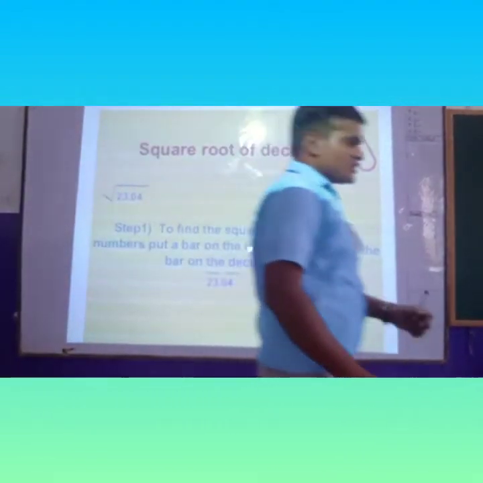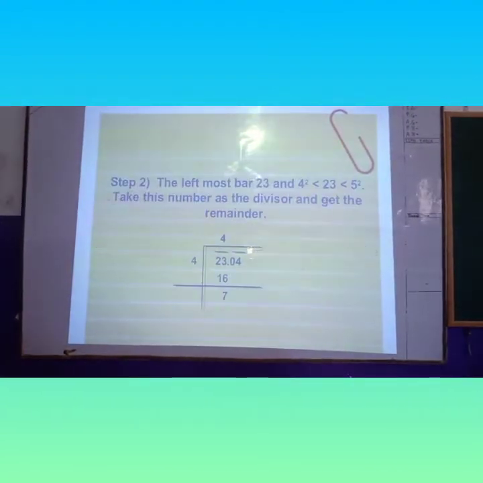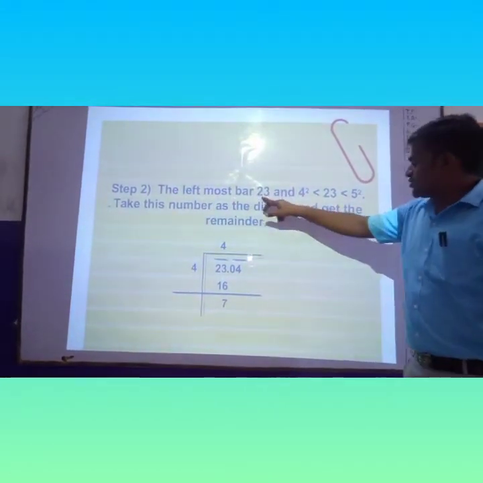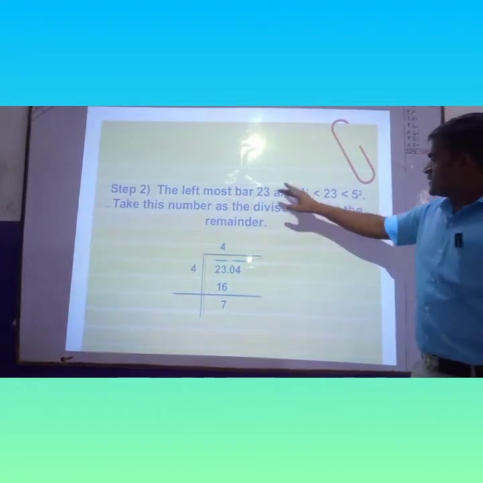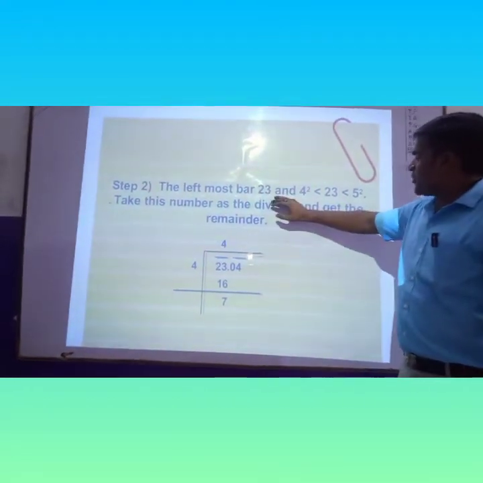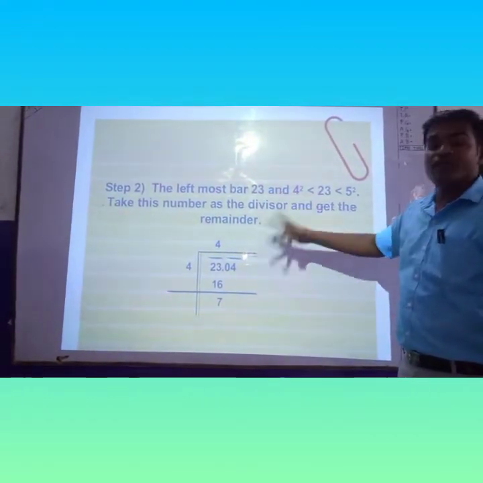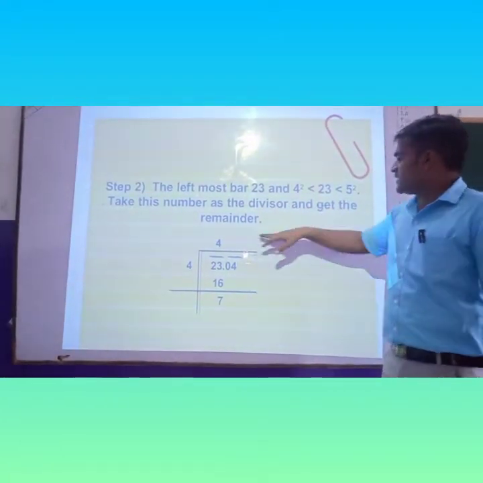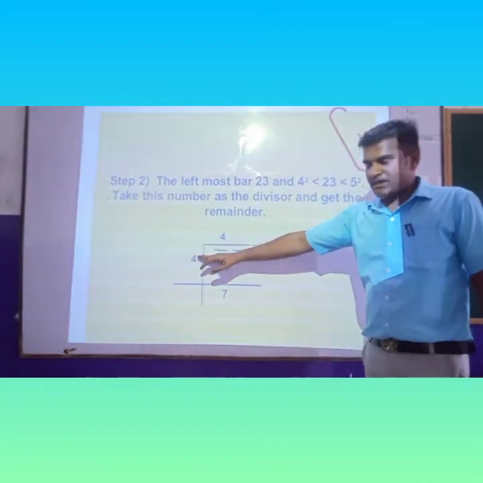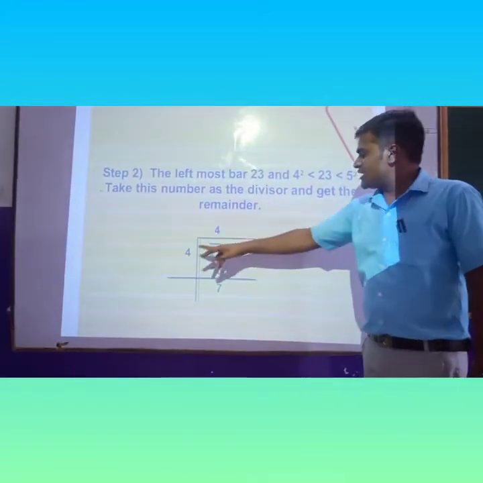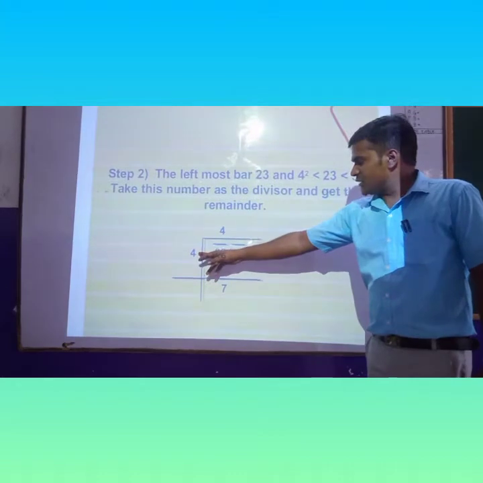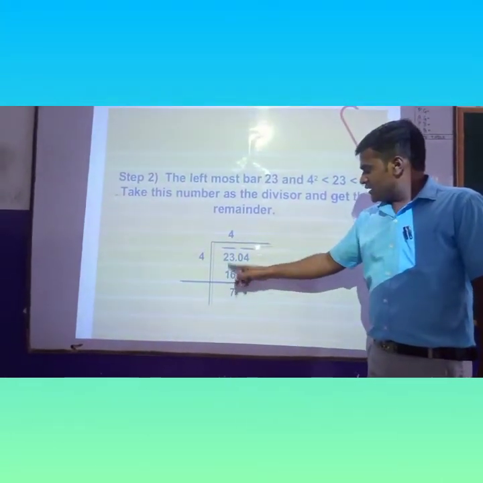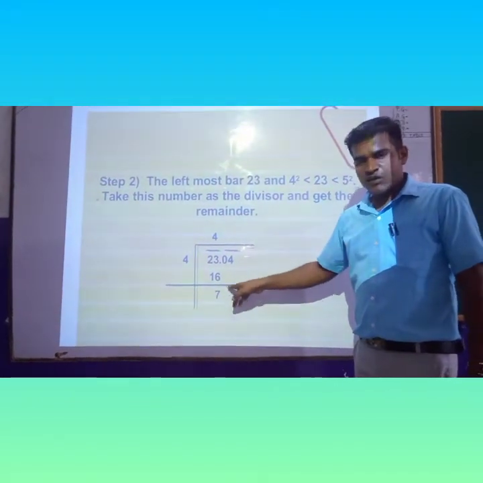Now in the second step, the leftmost bar is 23, and that 23 lies between the square of 4 and the square of 5. So take this number as the divisor and get the remainder. We take 4 as a divisor. 4 times 4 is 16. Now subtract it, so we get 7 as a remainder.